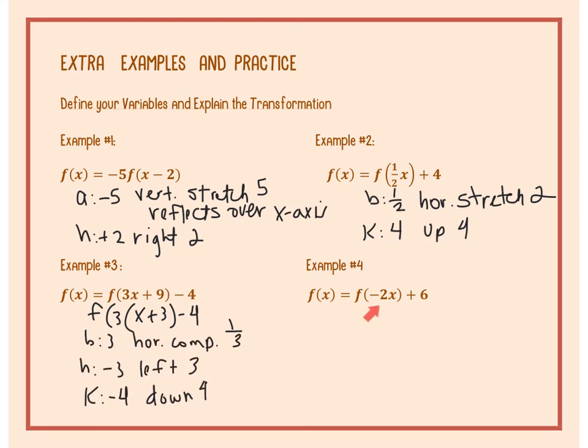On our last example here, we have a number that's inside the parentheses in front of x. This is a b value. Okay, this is a horizontal compression of 1/2. And then what does the negative do? The negative causes it to reflect over the y-axis. This is a k value because it's after the parentheses, so this causes the graph to go up 6.